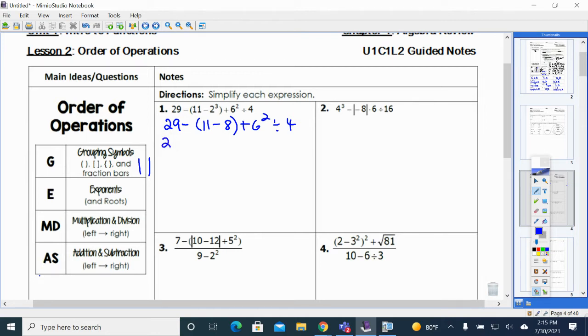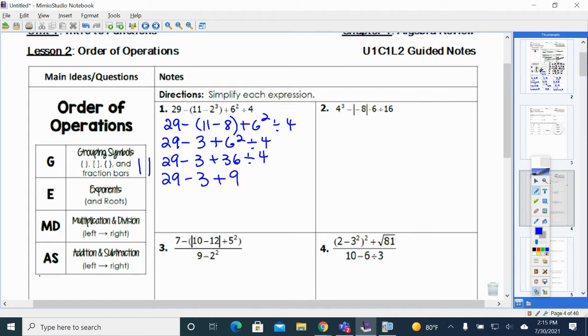And then I'm going to continue inside the parentheses. 11 minus 8 is 3. And now that we've gotten rid of the grouping symbols, we can move on to step number 2, which is exponents or roots. 6 squared is 36. The 3rd step is multiplication and division, moving left to right. So we're going to take care of the 36 divided by 4. 36 divided by 4 is 9.